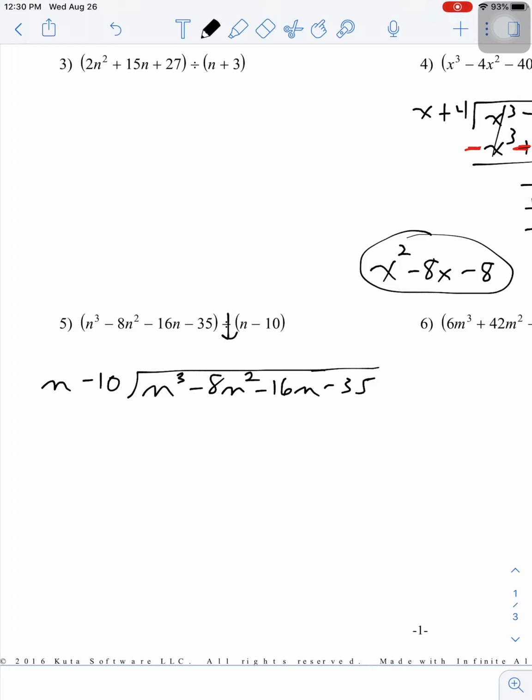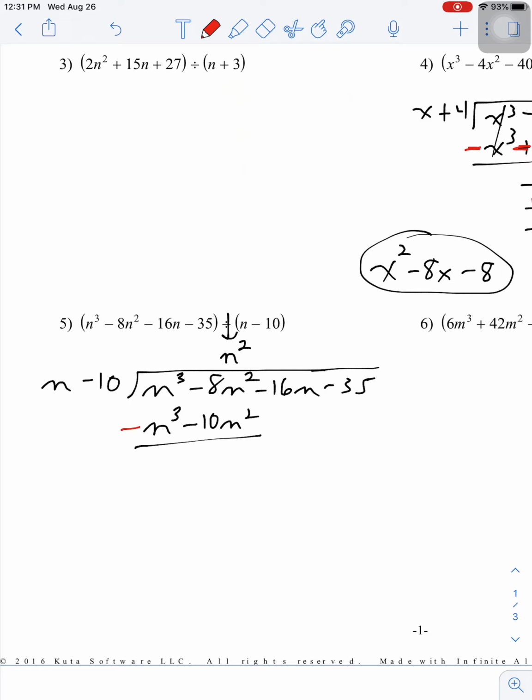So again, you start one term back. What times n gives you n cubed? Well, that's going to be n squared. So n squared times n is n cubed. N squared times a negative 10 is a negative 10n squared.